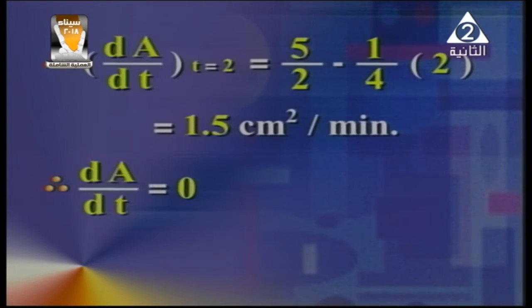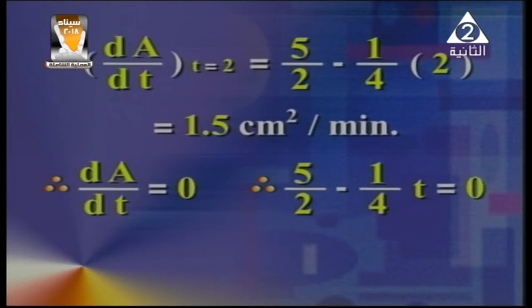Then dA over dt, for the second requirement, equals 0. The area vanished, what do you mean? Then dA over dt equals 0. Then 5 over 2 minus quarter t equals 0. What is the value of t? Dividing by quarter, then t equals 5 minutes.